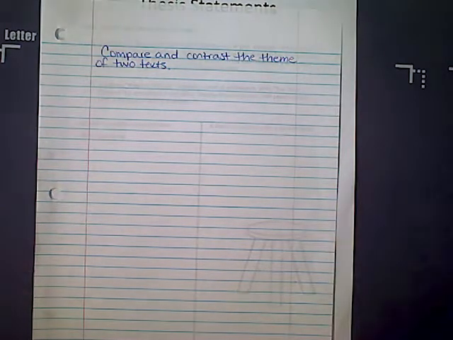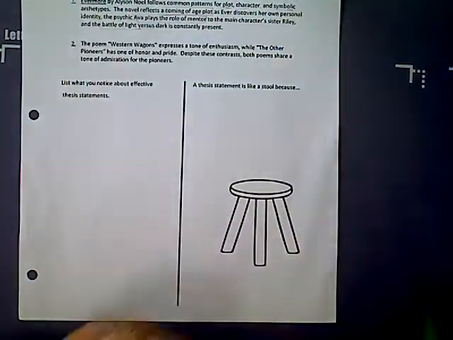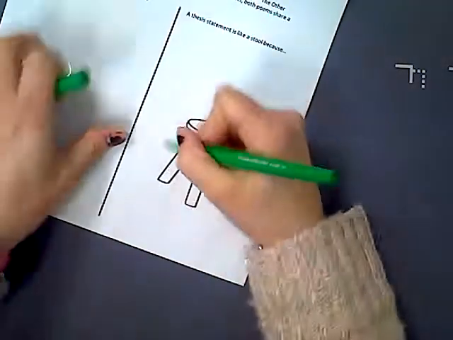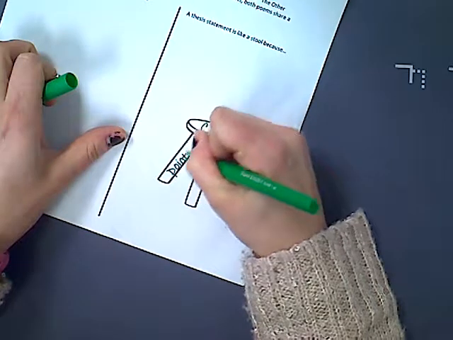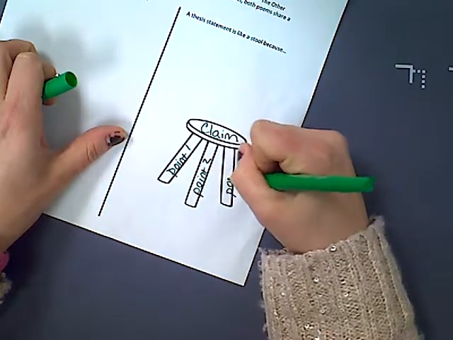Your thesis anchors your paper. It is the most important thing. Remember the analogy of the stool. A thesis has a clear claim and it is supported with 3 points. My point 1, my point 2, and my point 3.